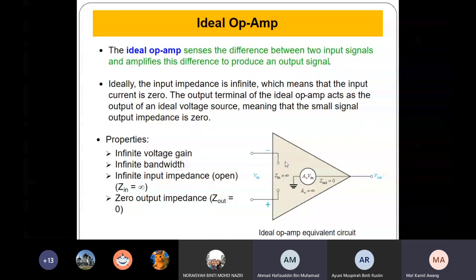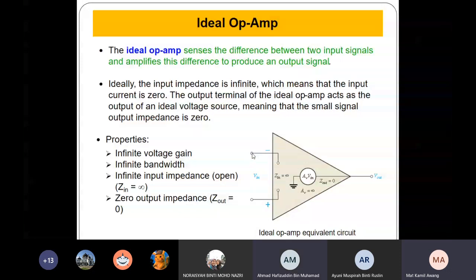If you look at this, this is actually the input resistance, which is very high. Input impedance, Z in, is approaching infinity. So this is actually the ideal op-amp equivalent circuit. The ideal op-amp senses the difference between two input signals and amplifies this difference to produce an output signal.